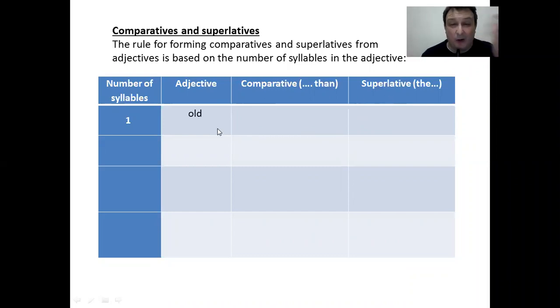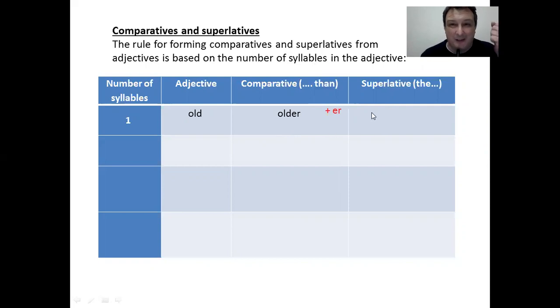For example, old is an adjective. To make the comparative, when we have one syllable, we say older. So we add ER and we make older. For example, if I want to talk about my brother and myself, I can say, I am older than my brother. I am more old than him? We say, I am older than him. We don't say more old.